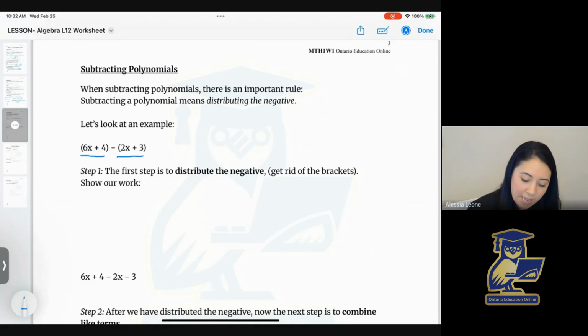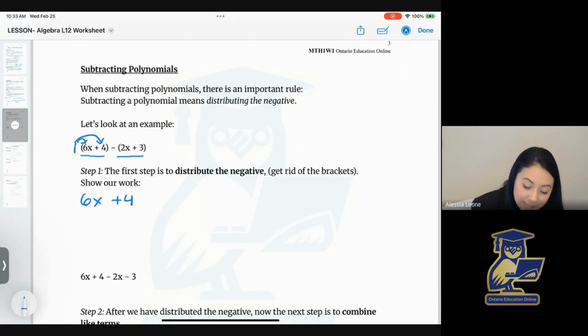The first step is to distribute the negative, because the reason being we need to get rid of our brackets. That brings us back to BEDMAS. Brackets, we need to do that first. Let's get rid of that. So we know there's an invisible positive 1 on the outside of that. If we bring that 1 and we multiply our positive 1 by those two terms, they become 6x plus 4.